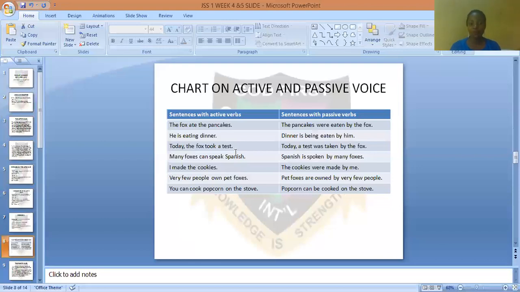Very few people own pet foxes. Pet foxes are owned by very few people. You can cook popcorn on the stove. Popcorn can be cooked on the stove. Now this chart shows the differences between the active voice and the passive voice using different tenses.